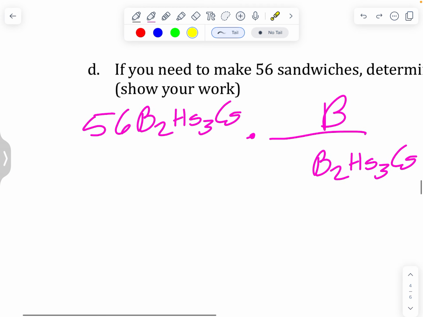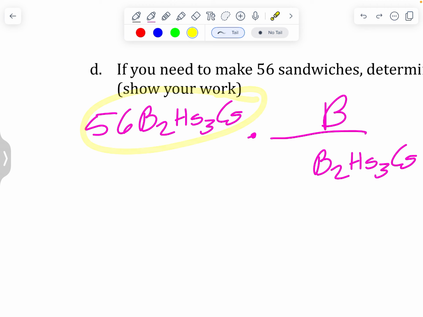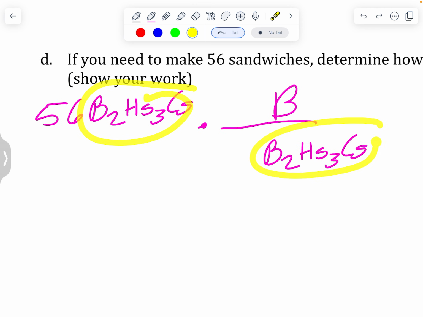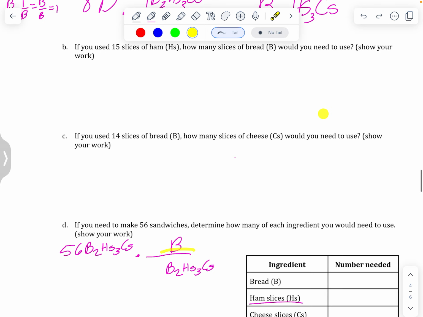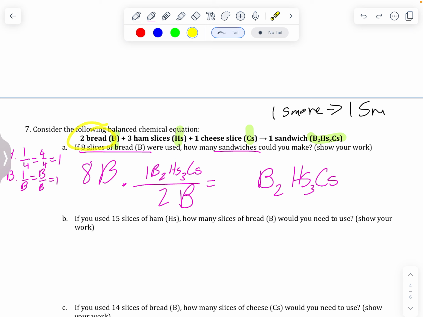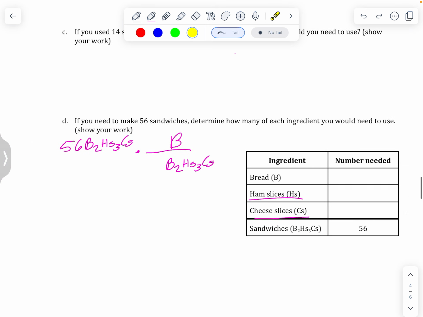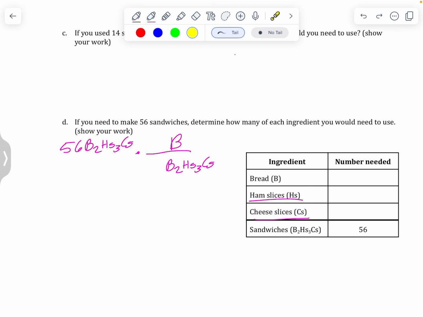How are you going to start? Well, you have 56 sandwiches. I put my chemical formula here for sandwiches, and then I bring that same chemical formula down to the bottom because I want to cancel it out. Then what am I solving for? The number of bread. And then later on, it'll be ham slices, and then later on, it'll be cheese slices. Okay, but this one is bread. And then I'm going to look at my balanced equation. How many pieces of bread do I have in order to make 1 sandwich? And I'm going to write those numbers down in my fraction.